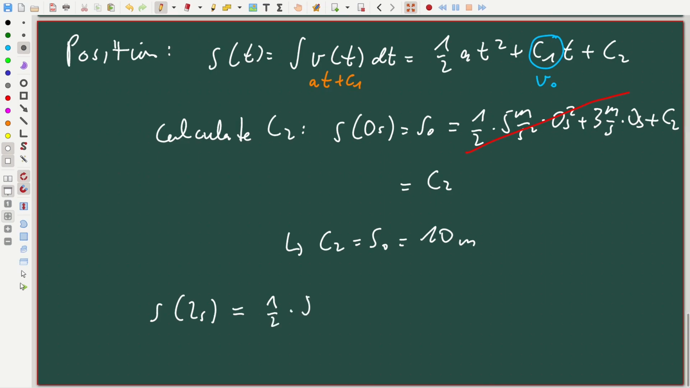And this is 1/2 times 5 meter per square second times 2 seconds squared plus 3 meter per second times 2 seconds plus 10 meter. And if I sum up all these values, then at the end I get a value of 26 meter. So given these boundary conditions, s0, v0 and the acceleration, we calculate that our car has moved 26 meter.